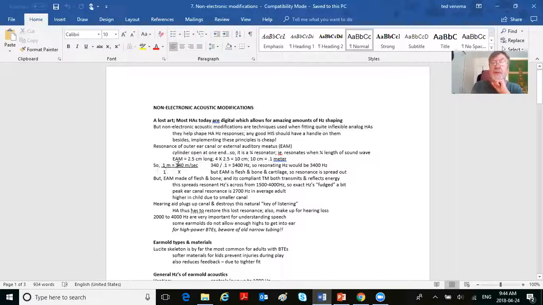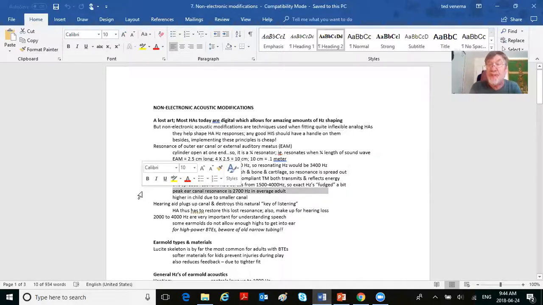1 times 340 is 340, and 340 divided by 0.1 is 3,400 hertz. So the resonating frequency of your ear canal would be 3,400 hertz. But the ear canal, we always said at the first half of the semester, is flesh and bone, so that resonance is spread out a little bit. And this is spread out across from about 1,500 to 4,000 hertz, so the exact frequency is fudged a bit. The peak ear canal resonance is 2,700 hertz.